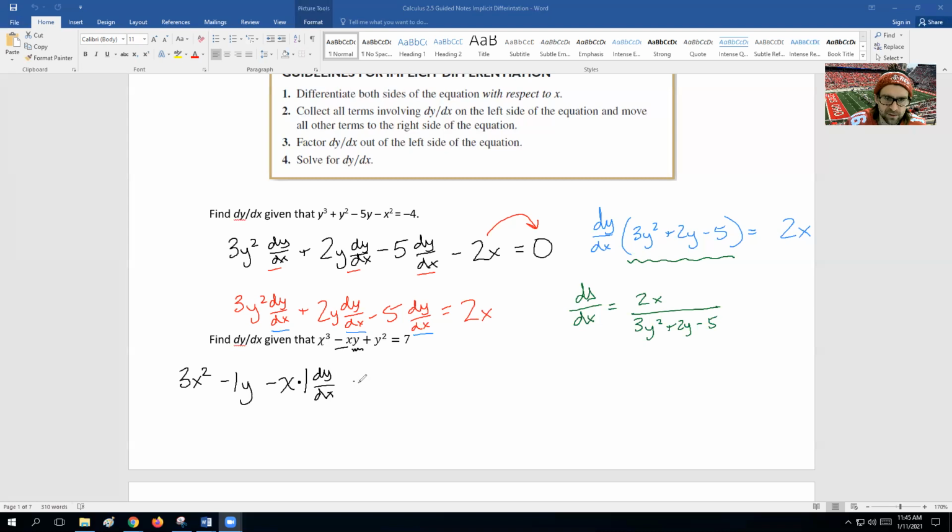All right, then we've got plus y squared, which is 2y, but we've got to put a dy/dx. And then we've got the derivative of 7, which is 0. Okay, so anything that has a dy/dx is going to stay on this side. Anything that doesn't moves on over. So this would be a negative x dy/dx plus 2y dy/dx. And then equals, we'll move this over. I'll put this in positive. I'll put the positive y first and then minus 3x squared.